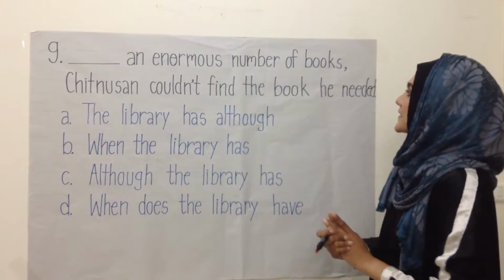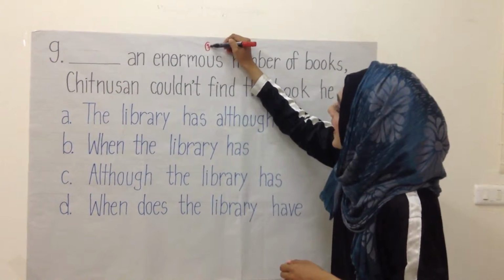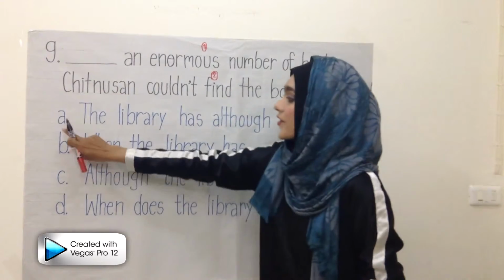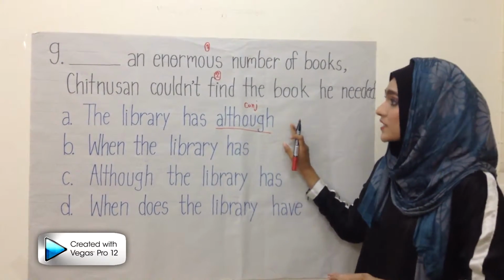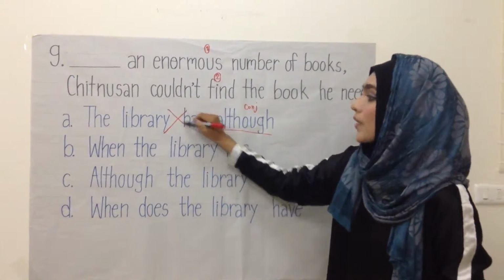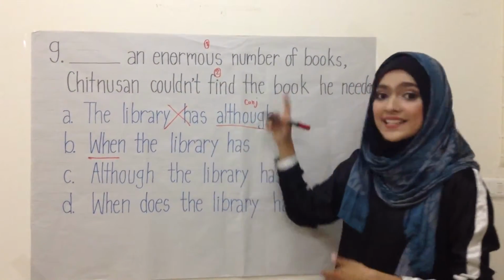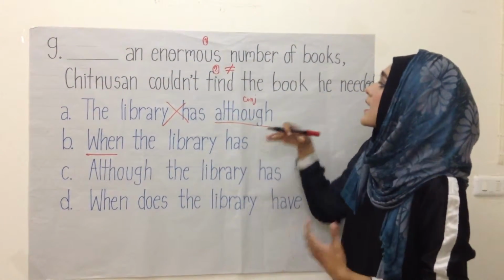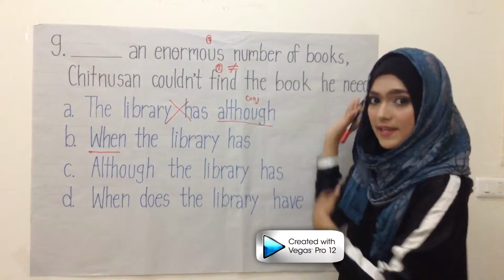Number 9, blank an enormous number of books, Shinno-san couldn't find the book he needed. Here we have the first clause and the second clause, but it seems like there is no conjunction, so we need to find the conjunction. For A, we have the conjunction although, but this conjunction is at the back, so if we put this phrase into the clause, it doesn't make sense. So A is not the answer. For B, when the library has, we have when as a conjunction, but the first clause and the second clause don't match. So we cannot put when.